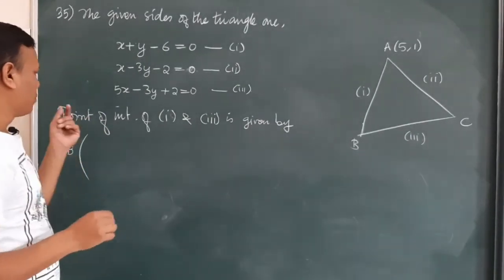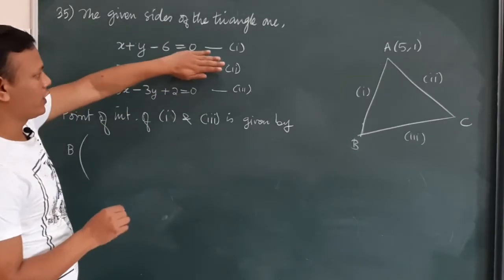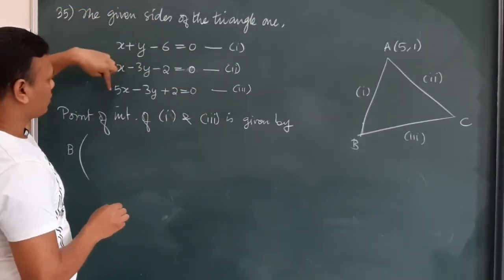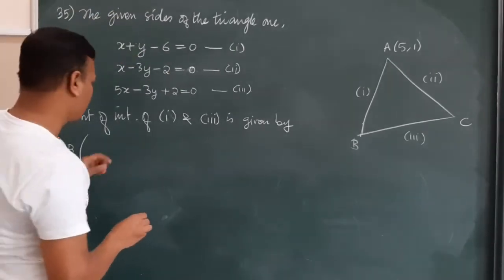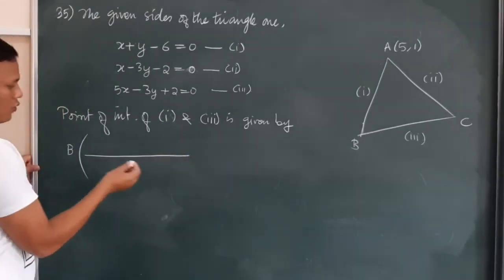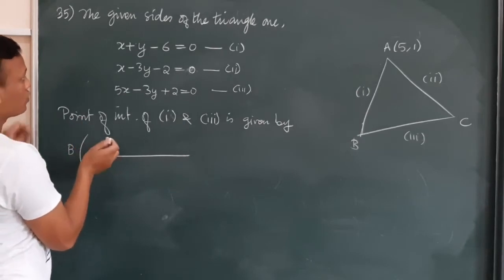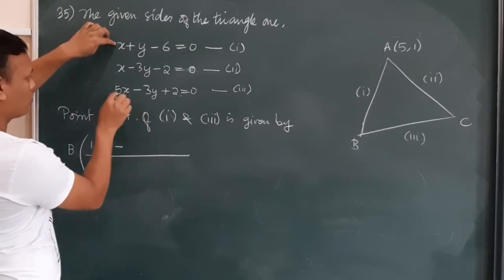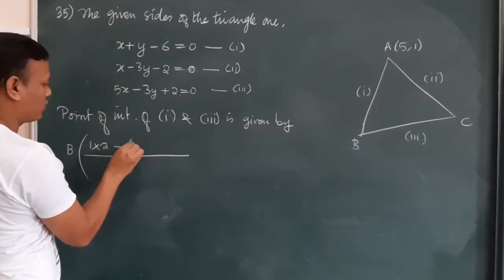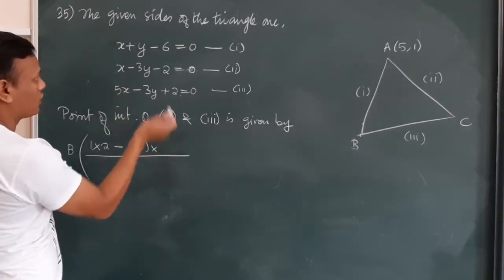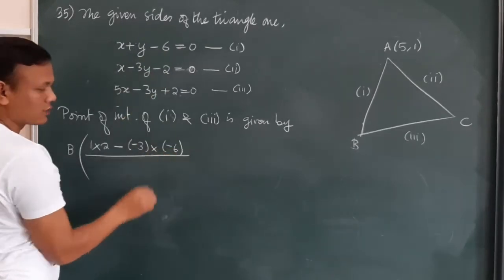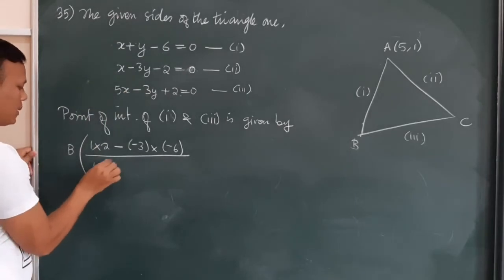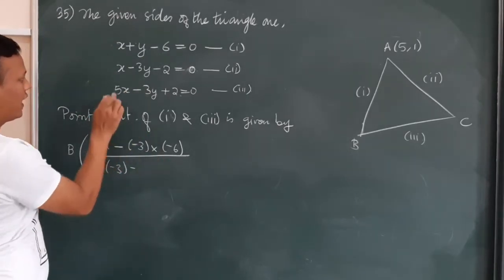Okay, so now the point of intersection of 1 and 3. So forget about this equation 2. So this time this becomes my A1, B1, C1. This becomes my A2, B2, C2. Okay, so the formula says B1 C2. So B1 is 1 into C2. C2 is 2 minus B2. B2 is minus 3 into C1. C1 is minus 6. Okay, so the denominator contains A1 B2, A1 B2, minus A2 B1.